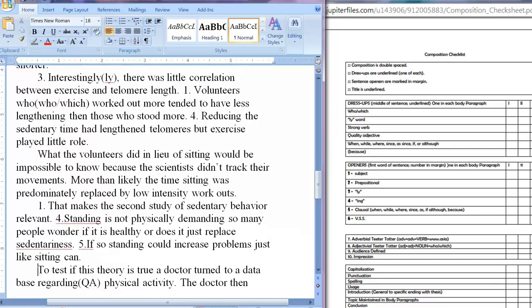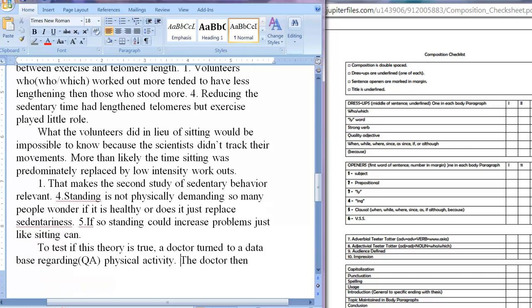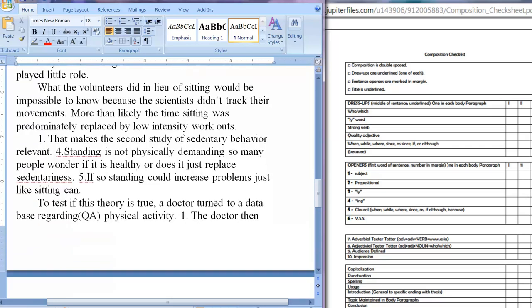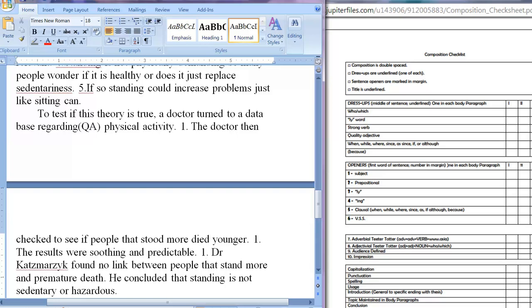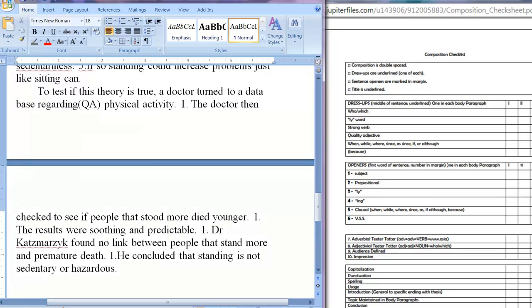Go ahead and put a comma here. A doctor turned to the data. We have another subject opener. The results, another subject opener. Another subject opener. He, and another subject opener.